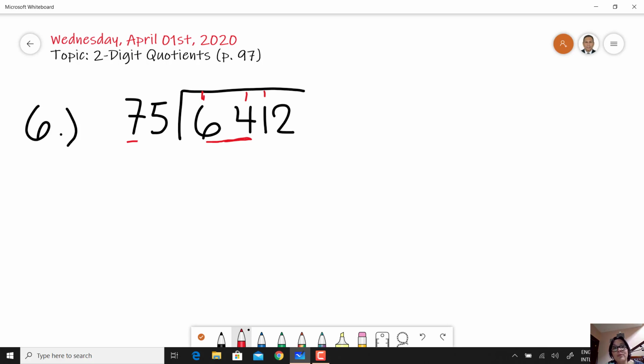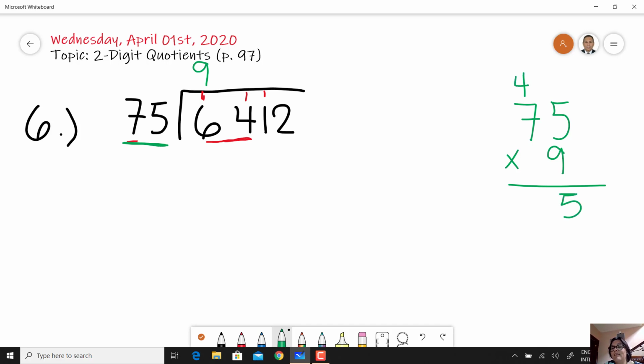Okay. What number multiplied by 7 is going to be 64 or close to 64? 9, right? So let's try with 9. Because 9 times 7 is 63. But now you have to multiply 9 times 75, not only times 7. So let's do it apart. 75 times 9. 9 times 5, 45, excellent, and 4 for here. And 9 times 7, 63, plus 4, 67.